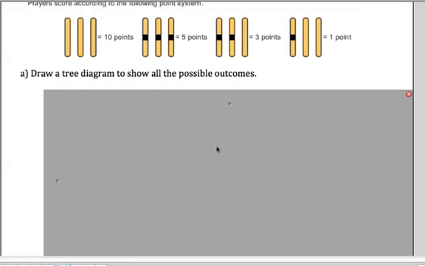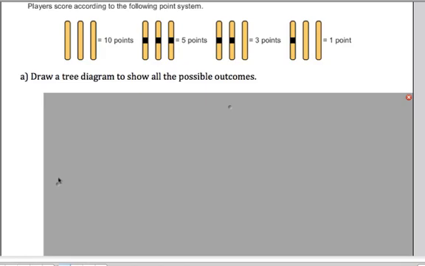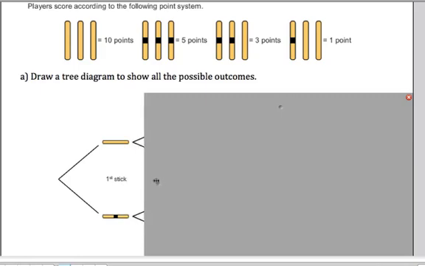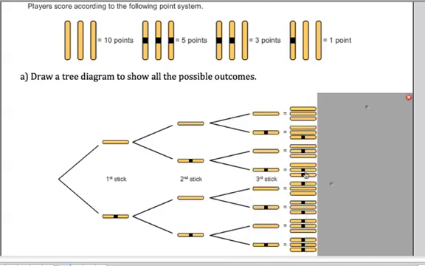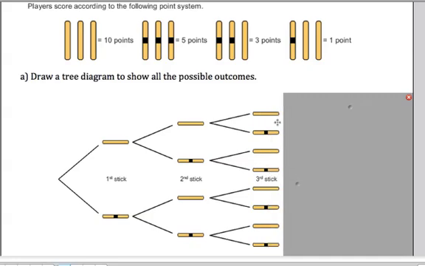Now first you're asked to draw a tree diagram to show all the possible outcomes. So if you throw 3 sticks, on your first stick, you can either get one stripe or no stripe. On the second one, if you got no stripe, then you could get no stripe, or a stripe. If you threw a stripe first, you could then throw no stripe second, or stripe second. And then for your third throw, you would end up with these possibilities.